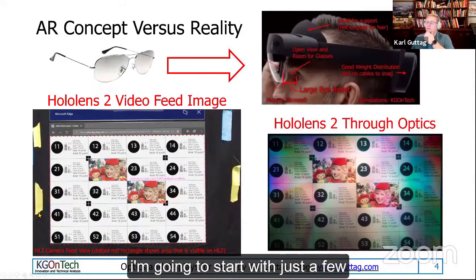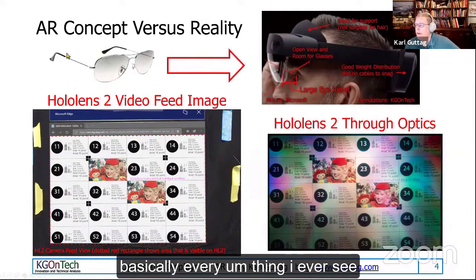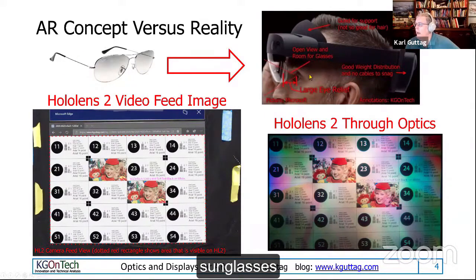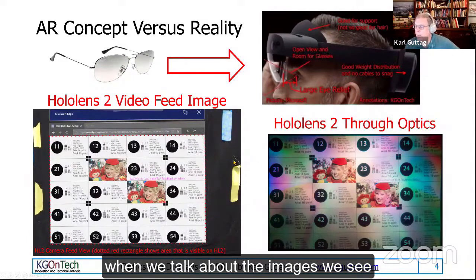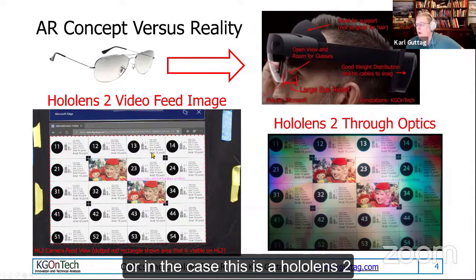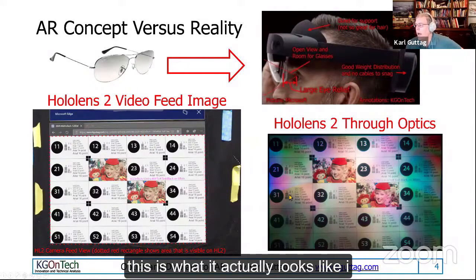I'm going to start with just a few basics. Basically everything I ever see seems to start with Ray-Ban sunglasses and ends up looking like HoloLens. When we talk about the images we see, oftentimes people publish their ideal images or computer-generated images, or in this case, a HoloLens 2 camera feed. This is what it actually looks like.